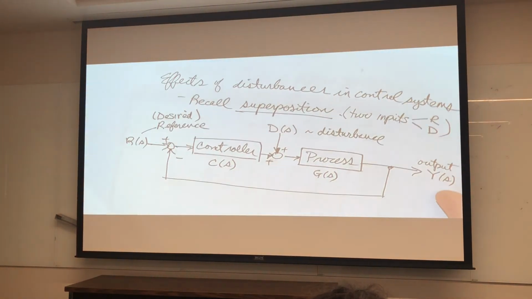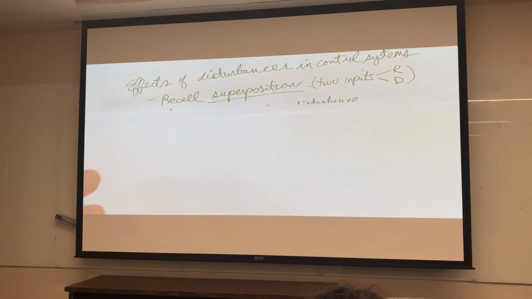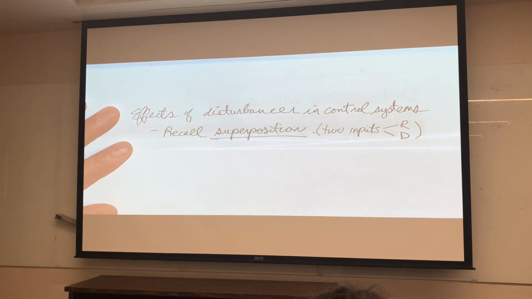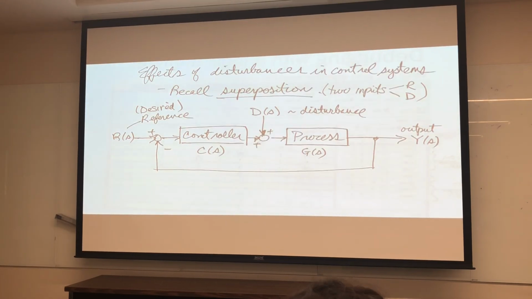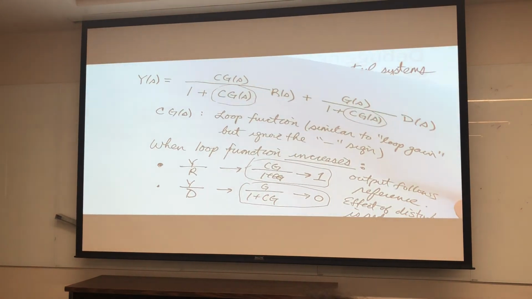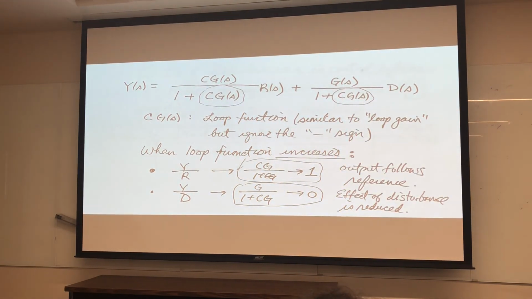Okay, so in summary, this is what we did. We studied today the effects of disturbance in control systems. We basically used the principle of superposition. We wrote their functions down. We wrote down the models, for example, and we just studied the effects as our loop gains increased.